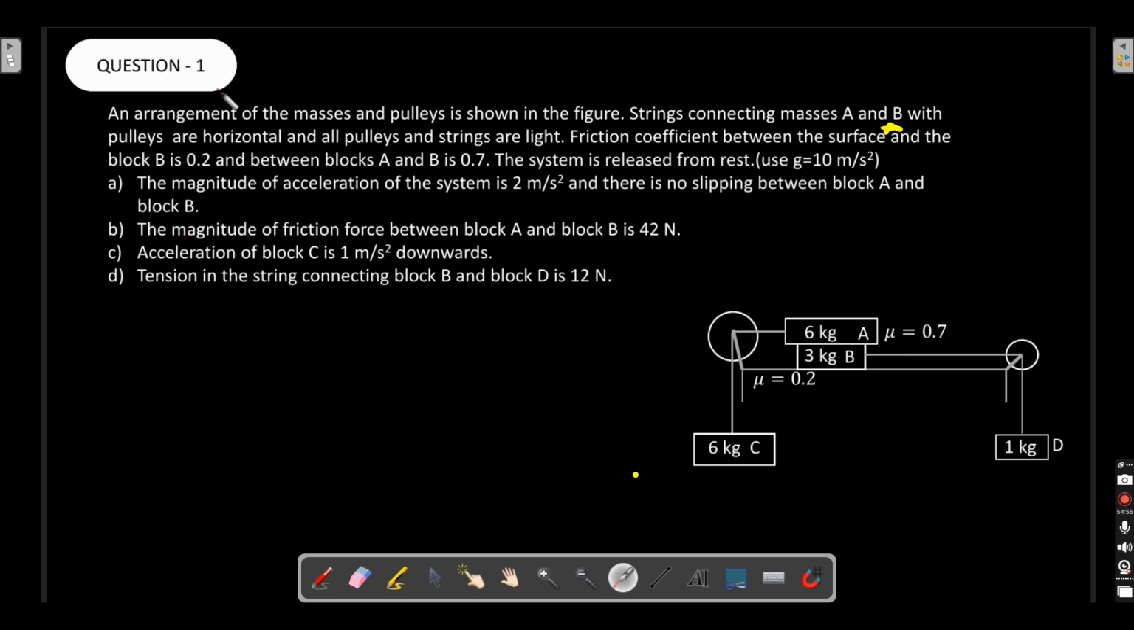Now, let's solve. First, draw the free body diagram for the entire case. If I do that, this is 6g, this is 1g, and then what will be the tension here? Let's say this is F1, which is equal to 0.7 into 6 into 10. So this is 42 Newton. And here we will have 3 plus 6, 9, into 0.2 into 10, that is 18 Newton.